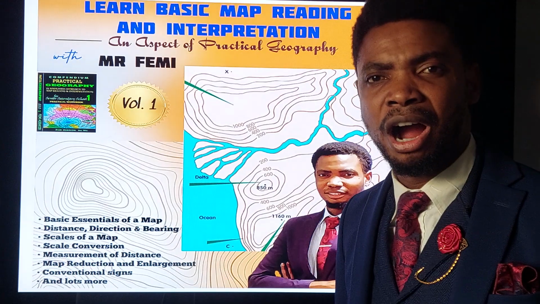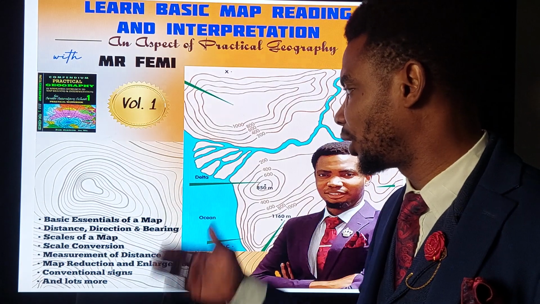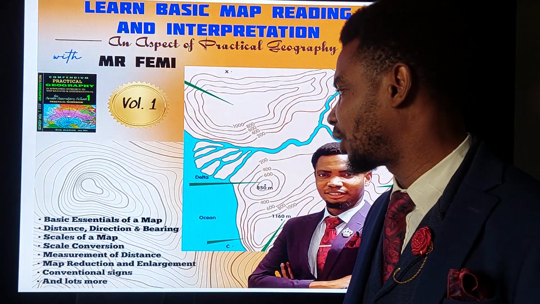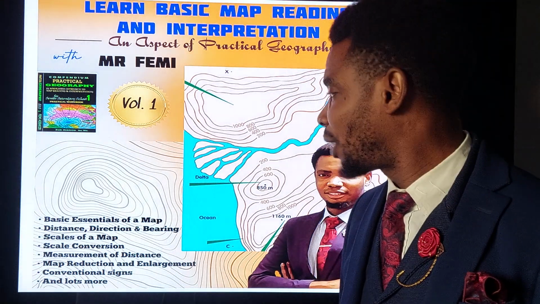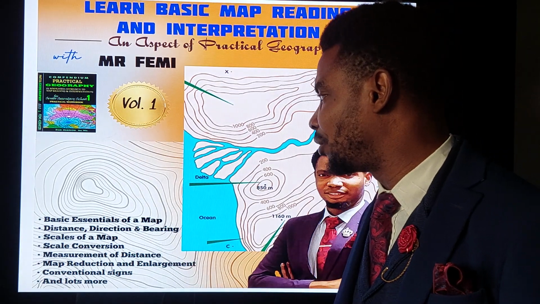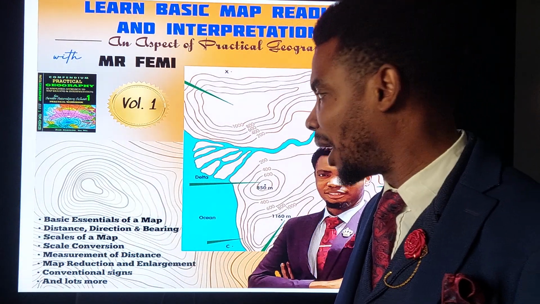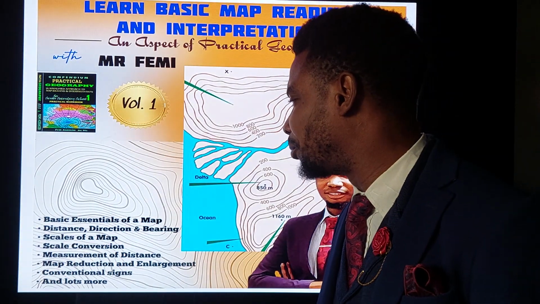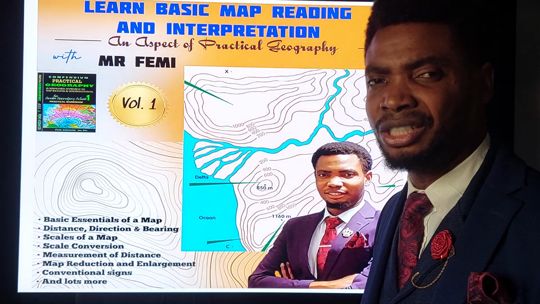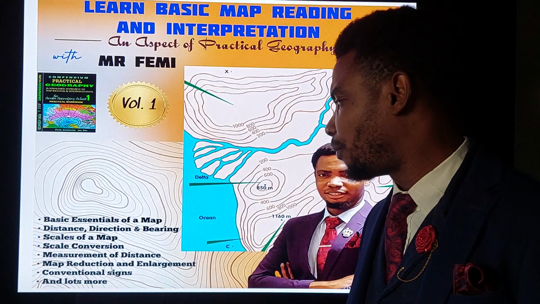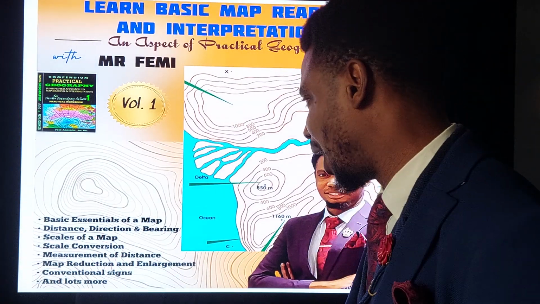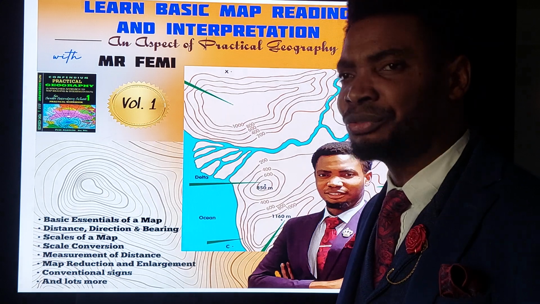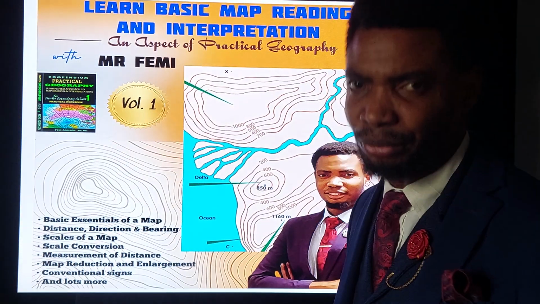Before now, I've been able to teach on basic essentials of a map. We have been able to look at distance, direction, and bearing. We've looked at scales of a map, scale conversion, and measurement of distance as well as measurement of area of a map. In the last video, we were able to look at map reduction.